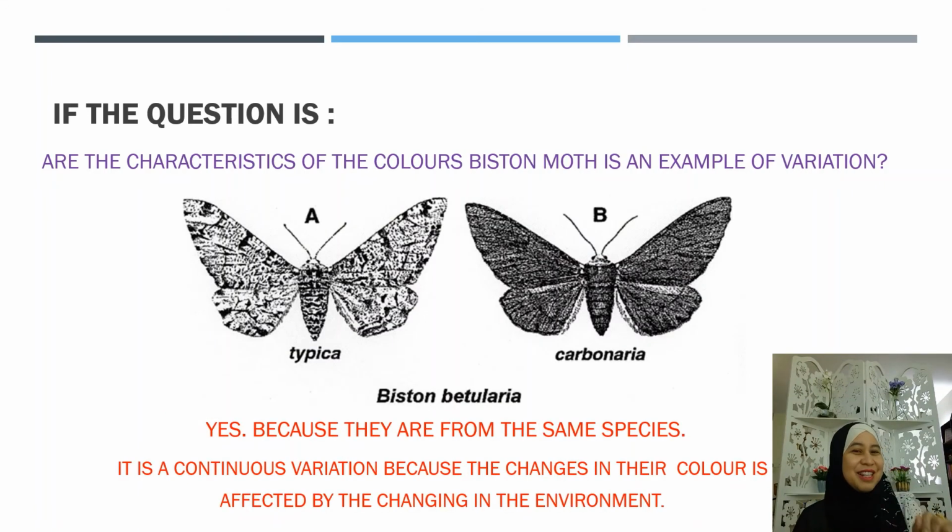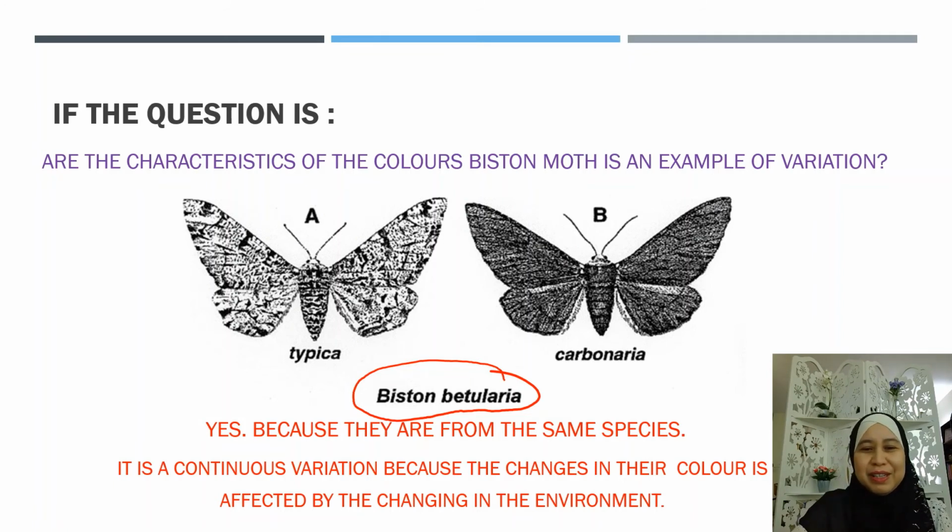Now, look at the next question. The question is the same, except for the characteristic. Is the characteristic of the colors of the Biston moth, so this is the Biston moth, an example of variation? Now look at their scientific name. Biston petularia. Both A and B are from Biston petularia.